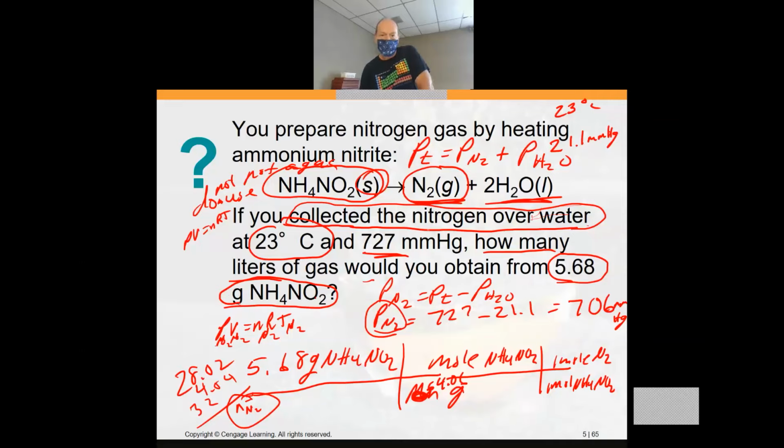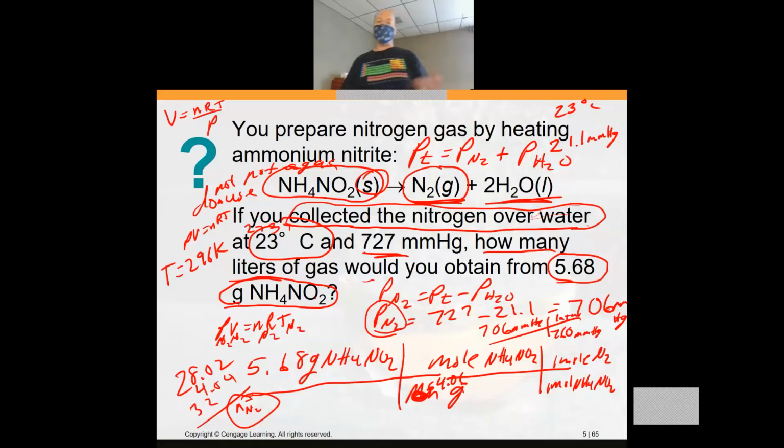So we need the temperature. That's 23, but we can't use Celsius, so add 273. Our temperature is 296 Kelvin. And R is a constant, so we have everything we need. We want the volume. Volume is nRT over P. We have moles, we have temperature, we have pressure. We do have to get our pressure in the right units. So we take our 706 millimeters of mercury and divide by 760 millimeters of mercury in 1 ATM.